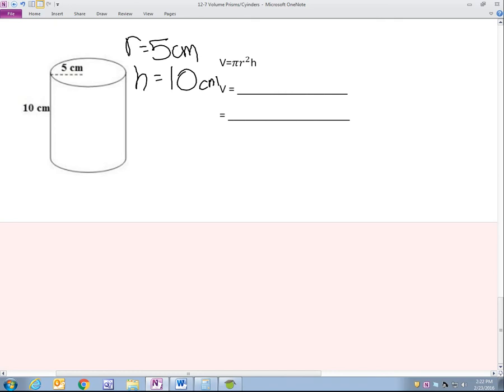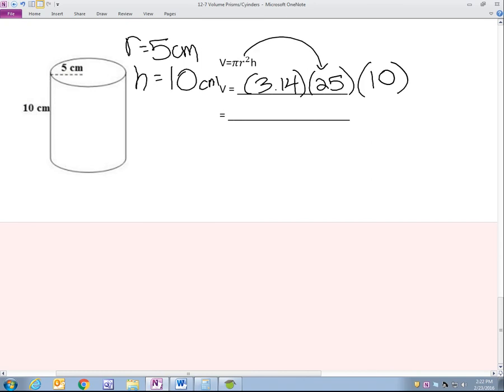So now I just plug this in. For pi, I'm using 3.14 because it says right there. Then I have radius squared. Now, do I need to put 5 squared in there? Can I just do 25? Okay, so this 5 squared is right here as 25. Then my height is 10.